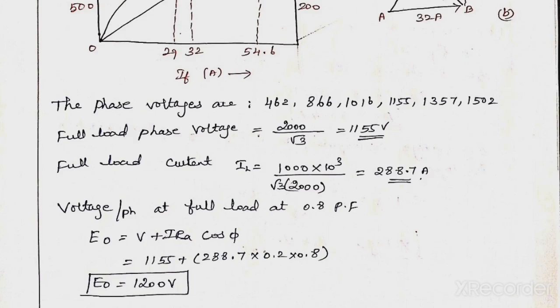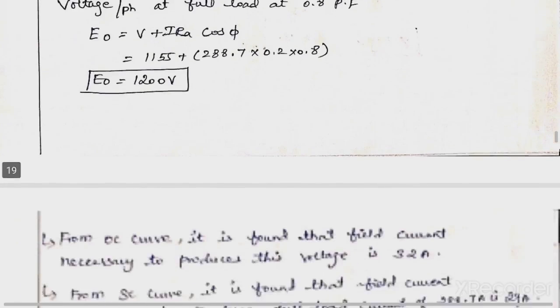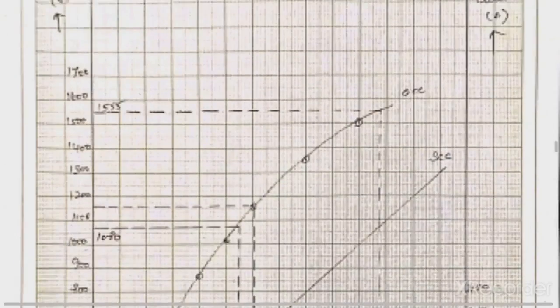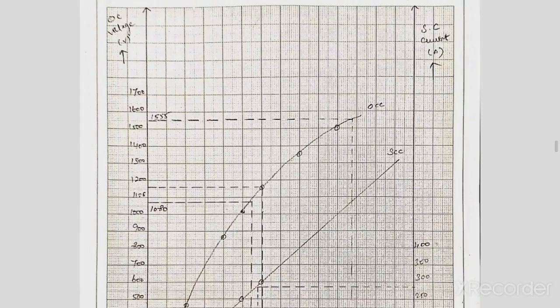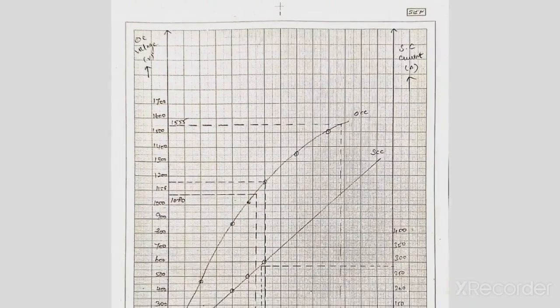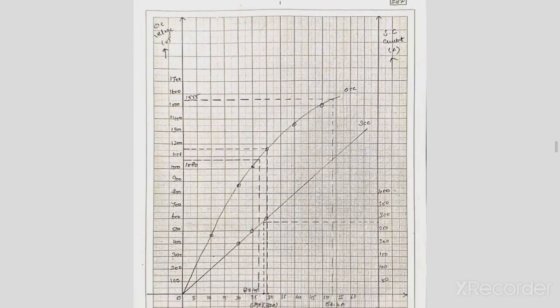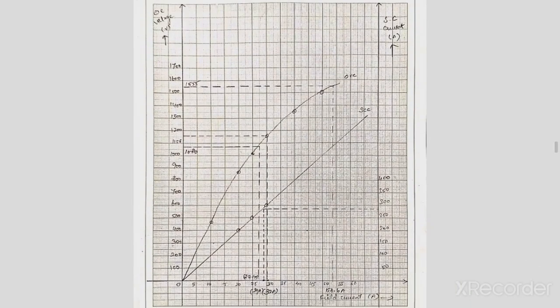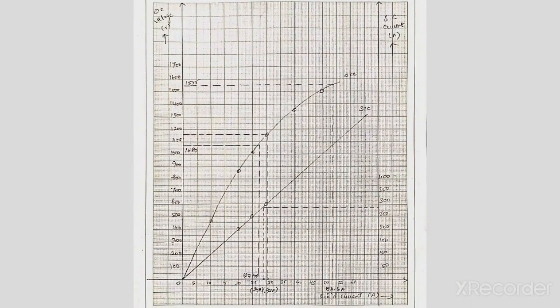Before that, we will draw the graph for IF versus VOC and IF versus ISC. So the VOC values are 462, 866, 1016. Here we calculated the value as VL by root 3. So first we draw the graph here. Consider the graph with the x-axis as IF and the y-axis as y1, which is VOC.